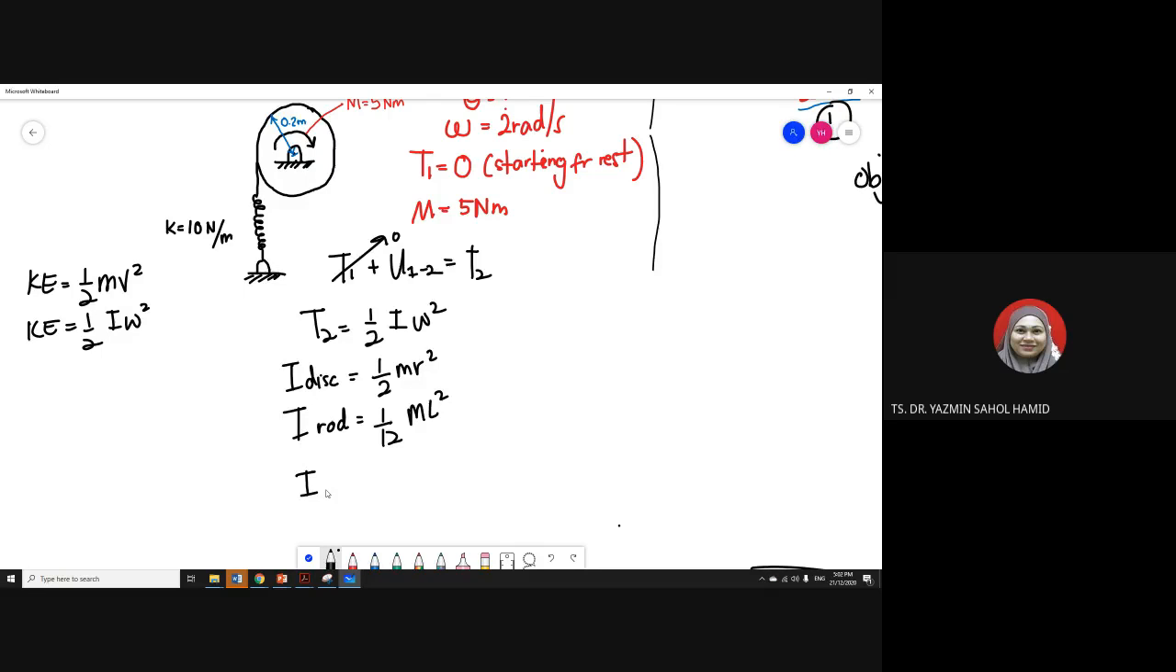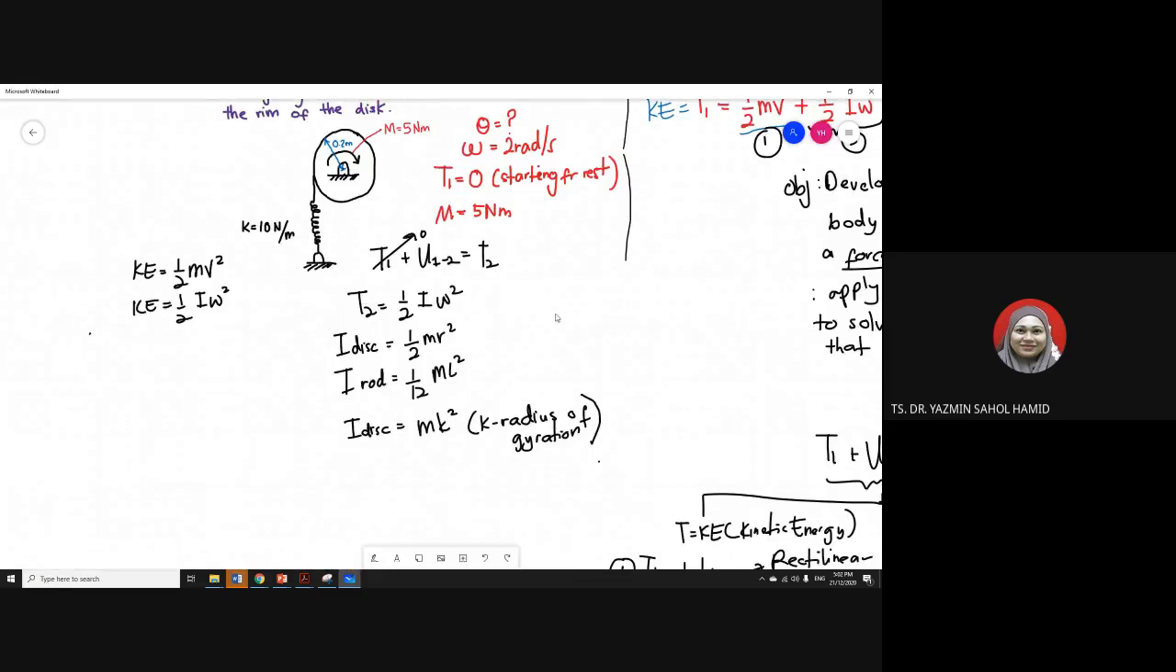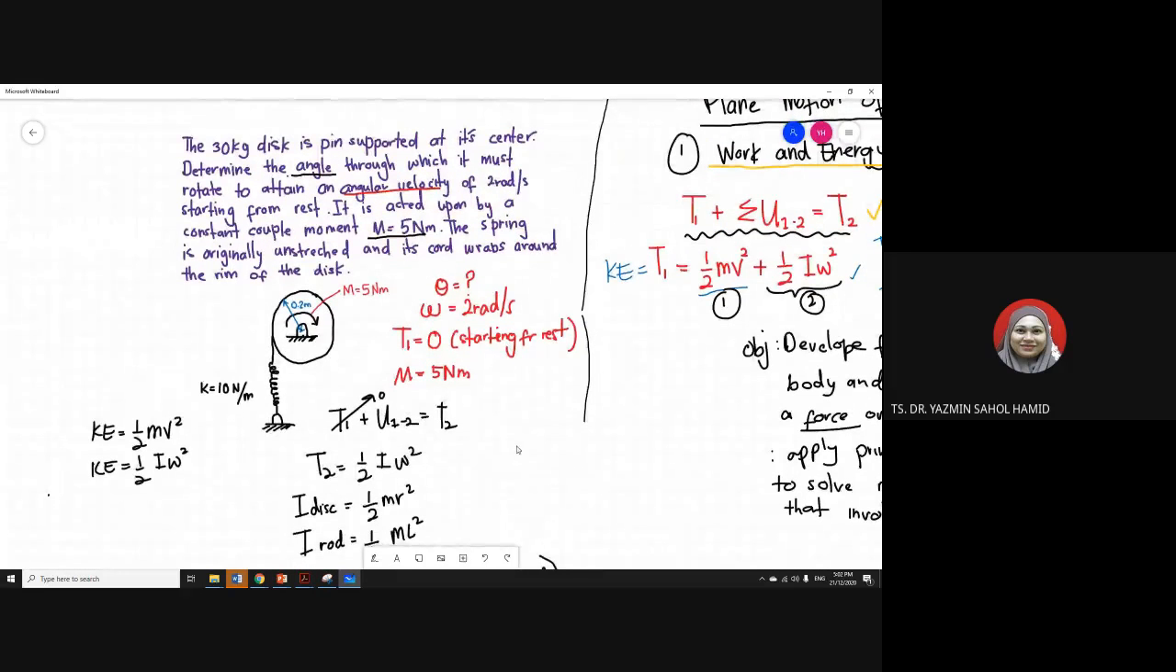Tapi ada lagi satu formula disc yang kita guna sebelum ni which is m k squared. Now, k ni adalah radius of gyration. Okay, now dalam soalan ni kalau dia bagi tahu K equals to radius of gyration, bila you nak calculate I untuk this, you kena guna formula m k squared. Tapi dalam soalan ni, ada tak dia bagi K radius of gyration? Yes or no? Dia ada bagi tak K radius of gyration? Apa dia? Ada. Mana? 10. Ada. Okay, ini bukan.